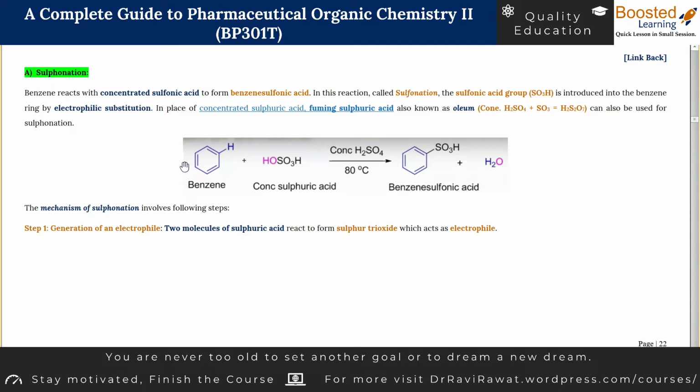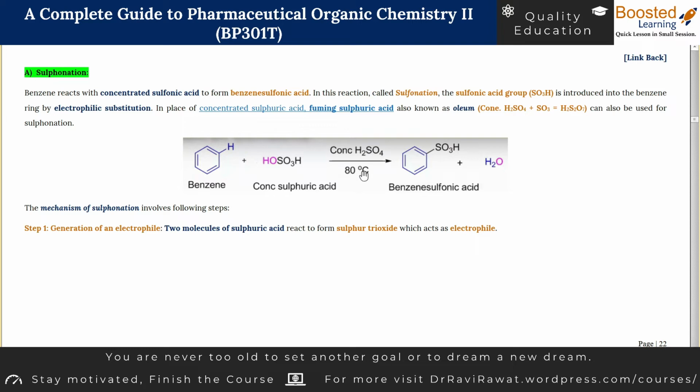So in sulfonation, what happens is, over benzene, an SO3H group is introduced. So this is electrophilic substitution because hydrogen has been replaced by an electrophile, which is SO3H. And this reaction is called sulfonation because introduction of sulfonic acid is being called sulfonation. Okay. So benzene is converted to benzene sulfonic acid.